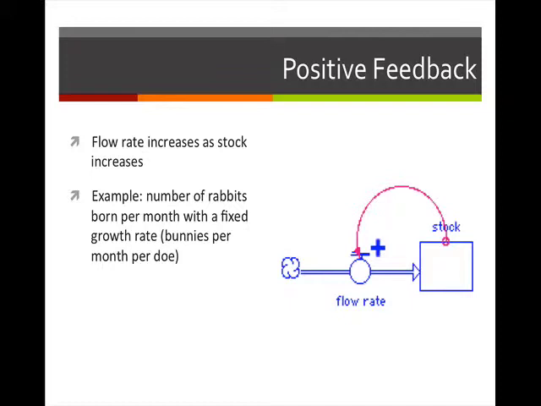And here's an example. If you have a population of rabbits and there's plenty of food around, and you have a constant birth rate of rabbits in bunnies per month per doe, then as the population gets bigger, there's actually going to be more bunnies born every month. And then the population gets bigger and bigger, and there's more and more. This is that exponential increase that comes from this positive feedback.